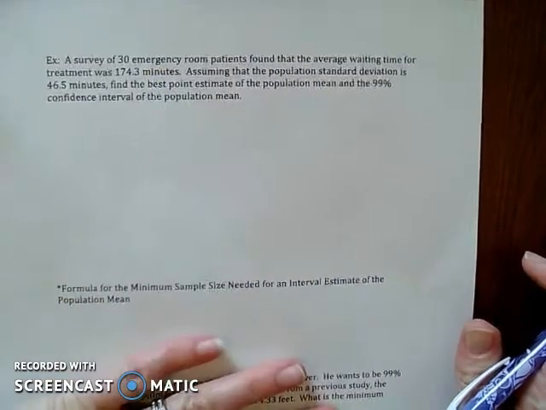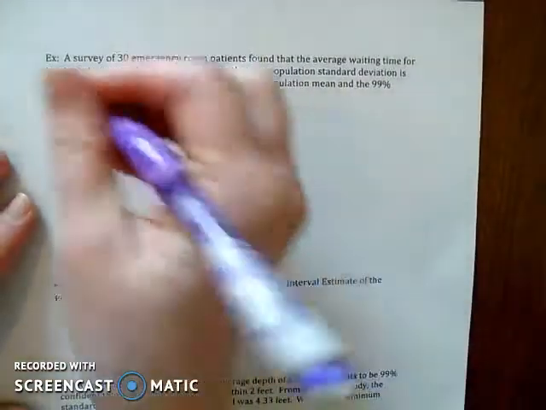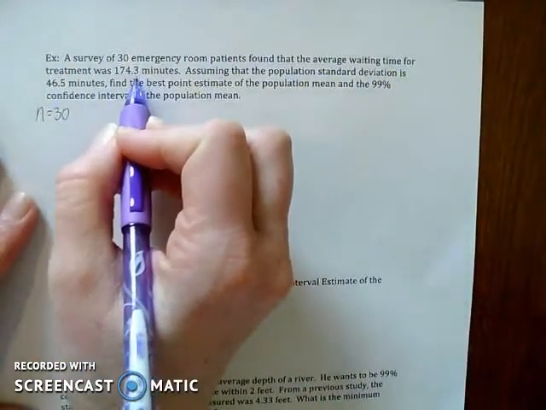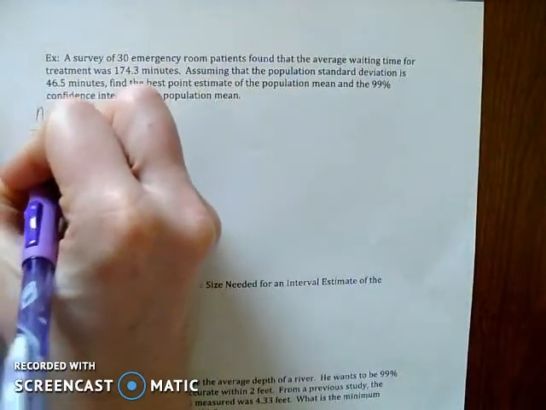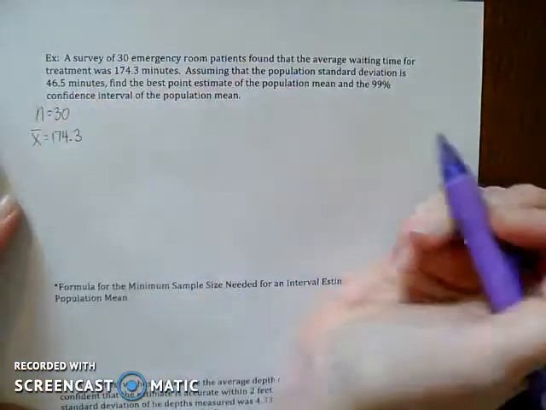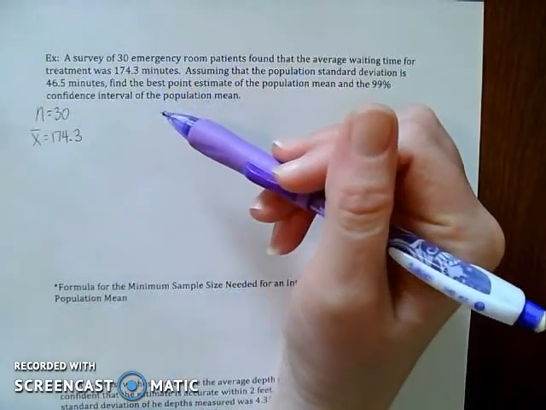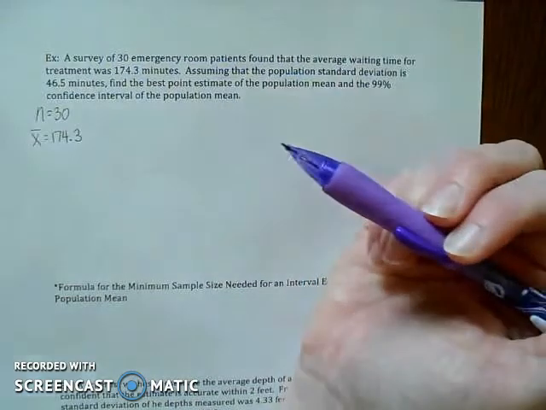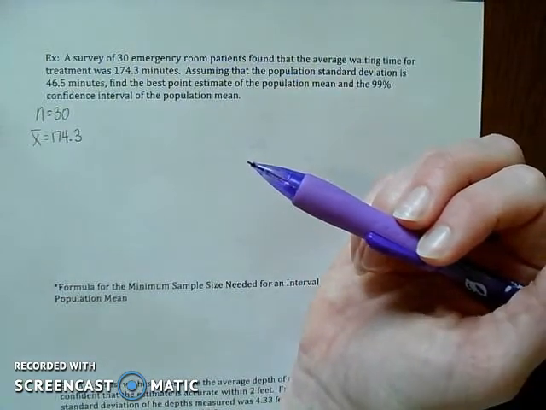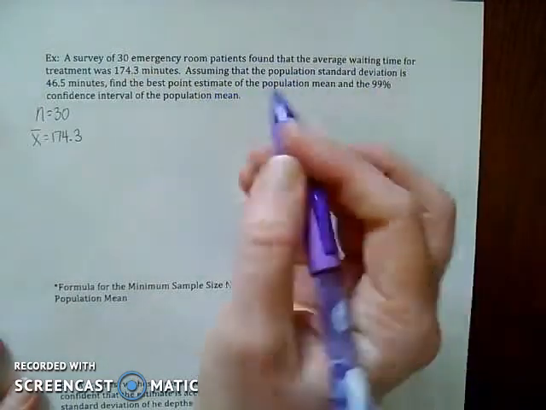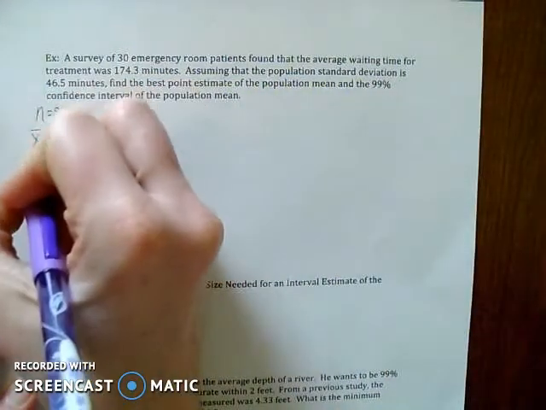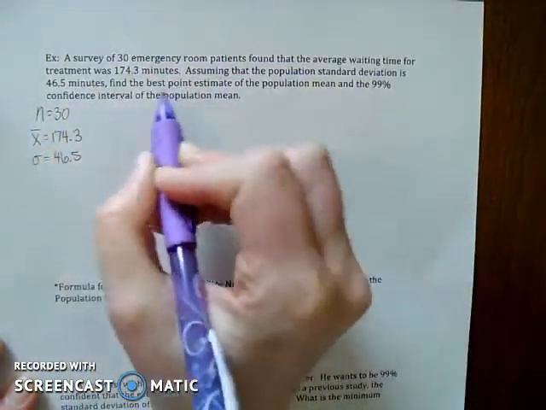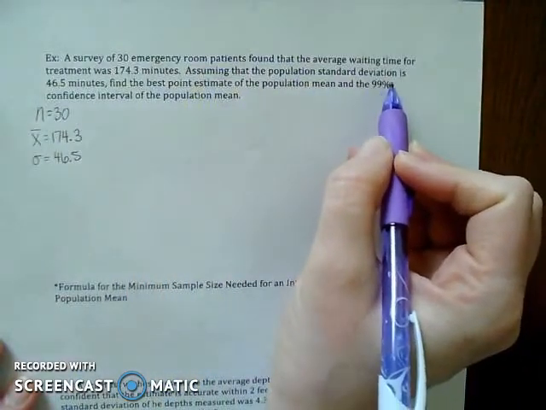Okay, so here's our next one. Survey of 30 emergency room patients. So n is 30. The average waiting time is 174.3, so x bar is 174.3. Again, it seems weird that you would write 0.3 minutes, but if you remember back in chapter 3 when we were doing the calculations, like I just said, you're supposed to round to one extra decimal place. Population standard deviation is 46.5, so sigma is 46.5. Find the best point estimate and the 99% confidence interval.